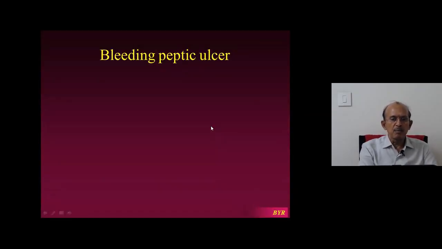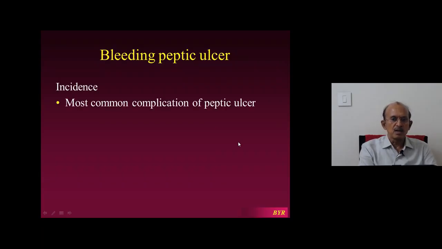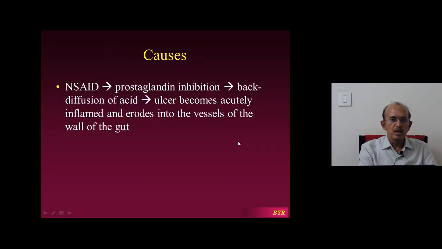If the bleeding is from a peptic ulcer, how do you manage it? The most common complication of peptic ulcer occurs usually in older people. NSAID consumption again is the main cause here for the bleeding because of back diffusion of acid. Already I discussed it in the previous class. Or a large vessel may be eroded by the ulcer.